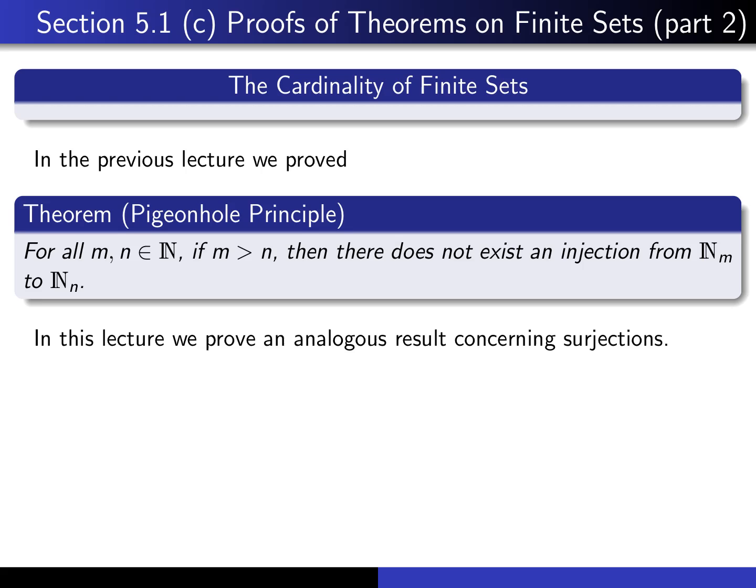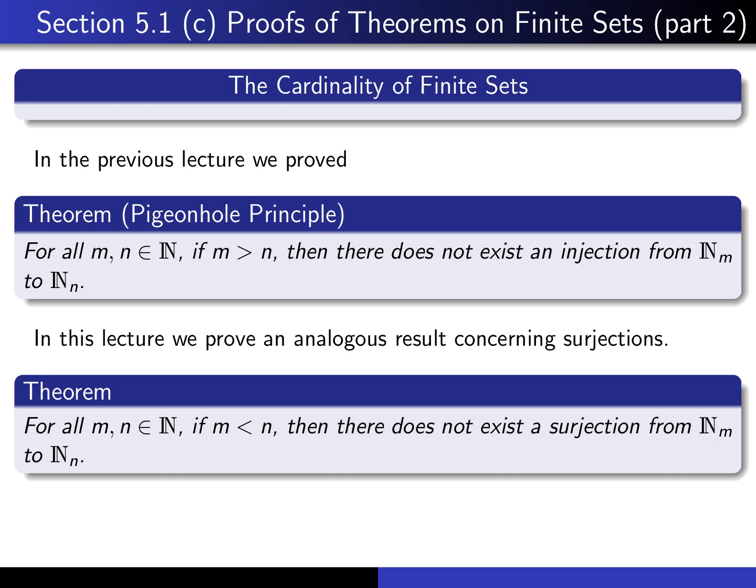So in this lecture, we're going to prove an analogous result which concerns surjections. Here's the result we're going to prove. For all m and n in the natural numbers, if m is smaller than n, then there does not exist a surjection from N sub m to N sub n.